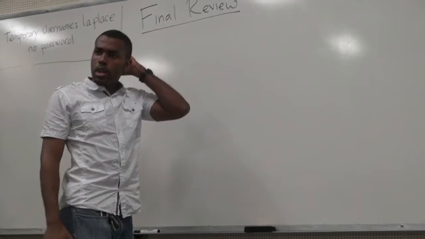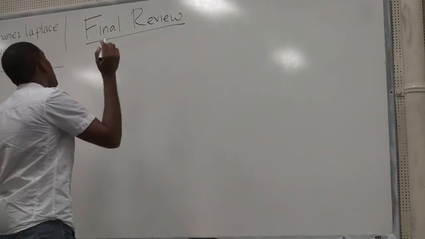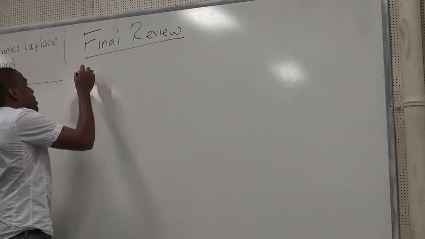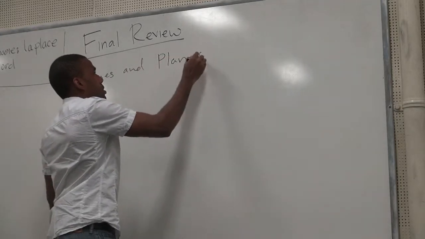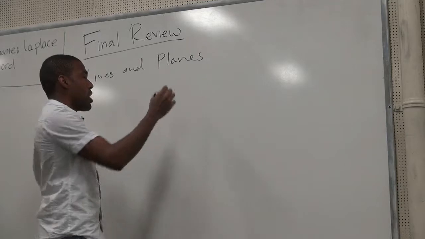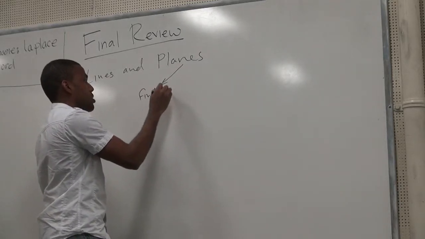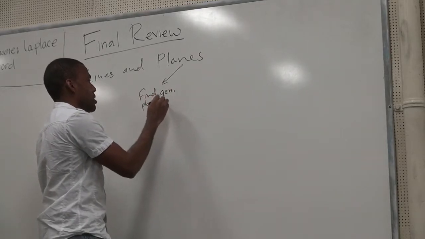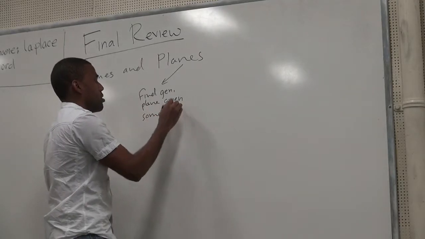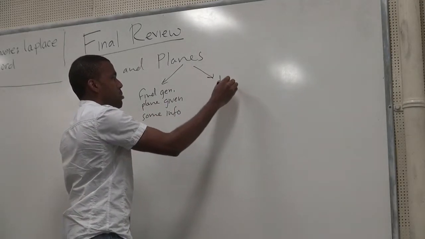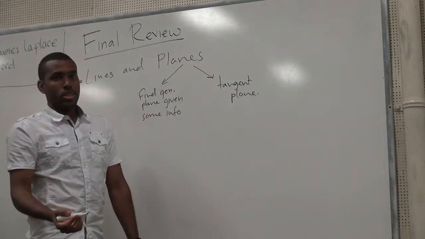So I already did the first draft of the final. If memory serves, the sort of things I asked you were lines and planes. In particular for planes, I'm sure I asked two kinds of questions. One, find a general plane given some info, and find a tangent plane. So I asked a couple of questions on planes, so really know about planes.